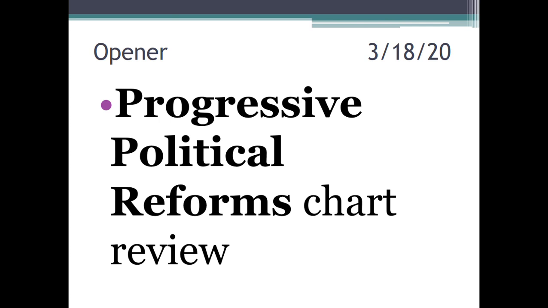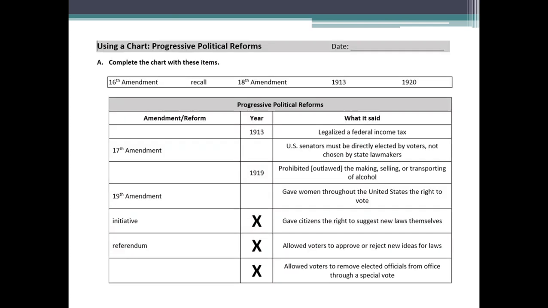So the first thing I want to do is go over this little chart that had some information about political reforms from the Progressive era. If you weren't able to access it, I attached an additional copy of it. It looks like this one. I'm just going to show you what fills in the blanks here, and then go over the questions that were at the bottom of this page.